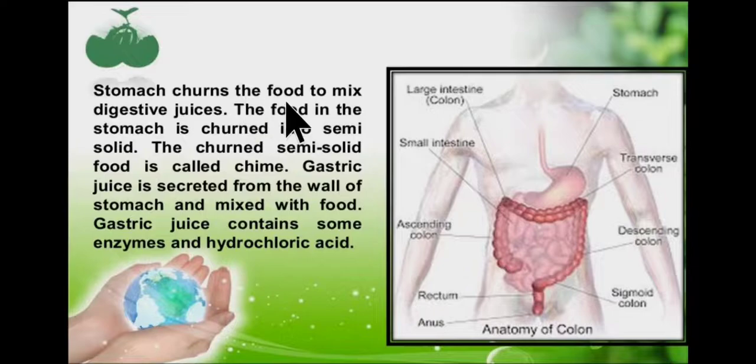Stomach churns the food to mix digestive juices. The food in the stomach is churned into semi-solid form. The churned semi-solid food is called chyme. Gastric juices are secreted from the wall of stomach and mixed with the food. Gastric juice contains some enzymes and hydrochloric acid or HCl.